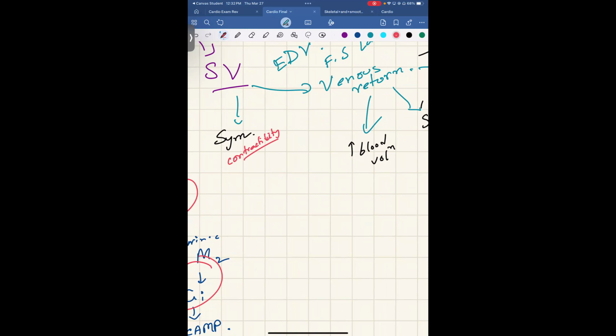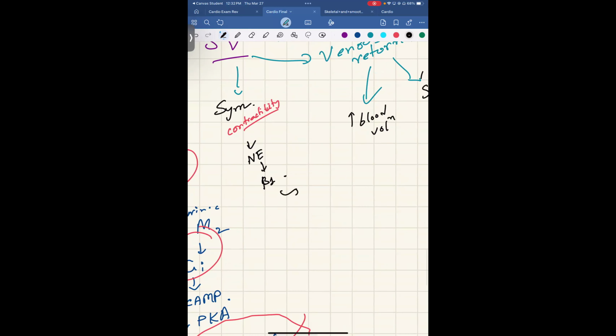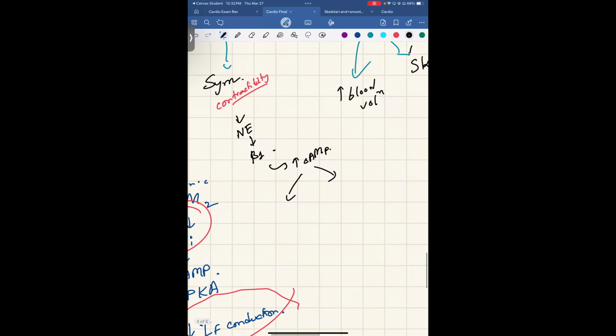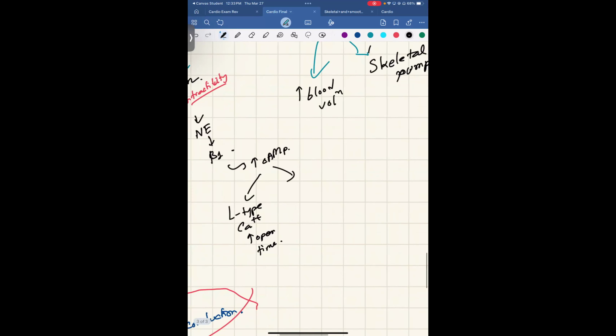Okay. So how does it do it? Again, you have norepinephrine binding to beta-1 receptors, a similar pathway, just increasing cAMP. They would phosphorylate two things. In this case, they would phosphorylate the L-type calcium channels and increase the open time so that more calcium can enter, increasing the contractility of the heart, making it contract.